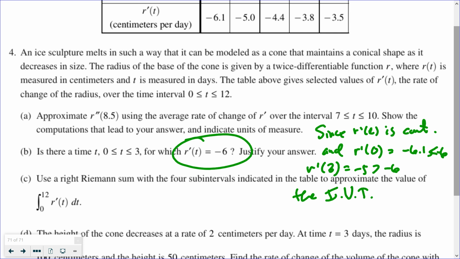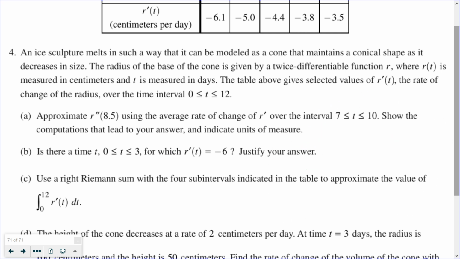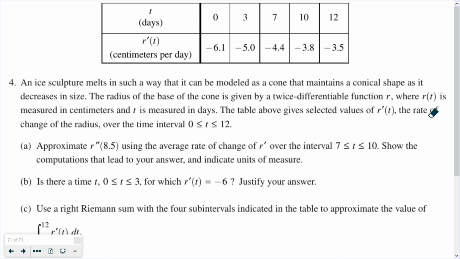You said nothing about it. You would have gotten 1 out of 2. You would have gotten 1 out of 2 if you didn't mention the intermediate value. Make sure you say that, okay? But you would have got 1 out of 2. You have to mention the intermediate value theorem when it's the intermediate value theorem. You have to mention the mean value theorem when it's the mean value theorem.